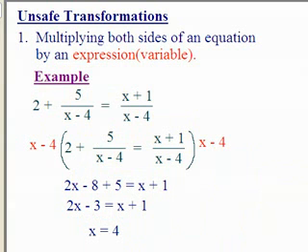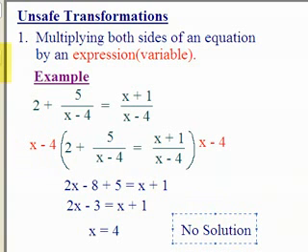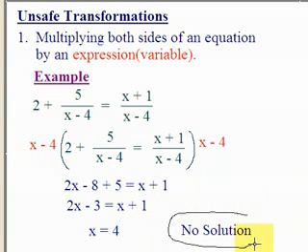So sometimes multiplying both sides by an expression can create solutions that don't exist for the original. Those are called extraneous solutions. And so really the solution to this problem is there is no solution to this equation. So multiplying both sides by an expression or a variable can create problems.